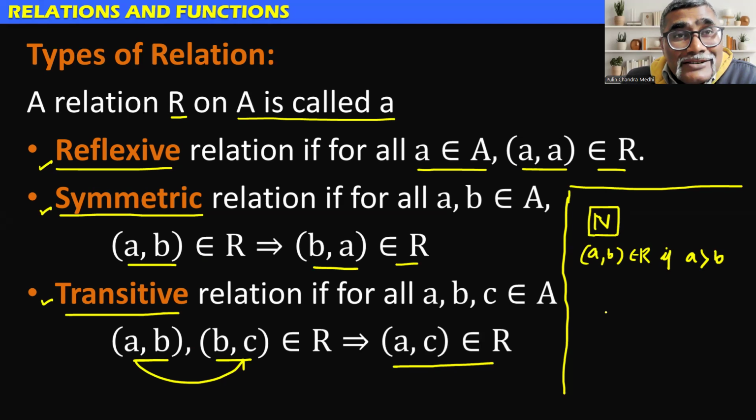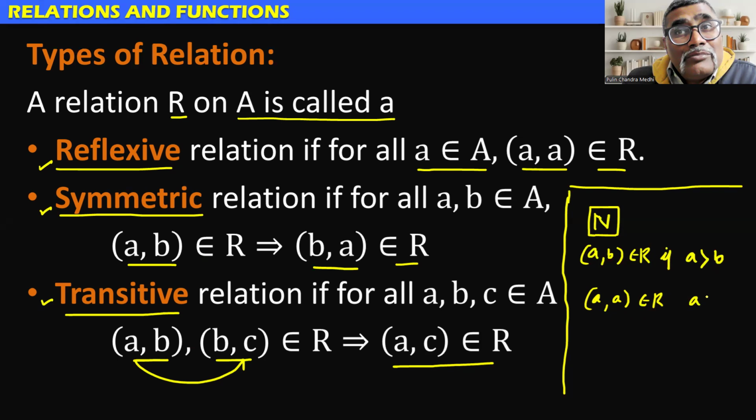Now we have to check whether it is reflexive, right? So if it should be reflexive, then I should be able to say that (a, a) belongs to R, I mean, a is related to a. Now just check. If a is related to a, then what should be the condition to be satisfied?